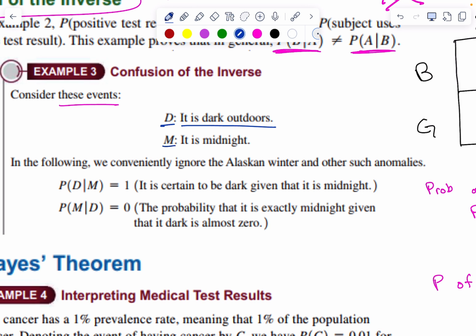Okay, M is the probability of midnight. Midnight exactly is 12 o'clock on the dot. What's the probability of me hitting midnight exactly? Out of all of the hours and minutes and seconds of the day, very, very, very slim to none, right? Do you know how many minutes there are in a day?